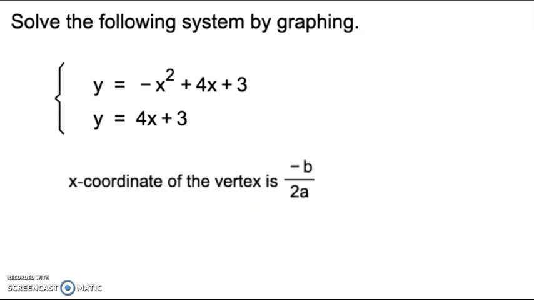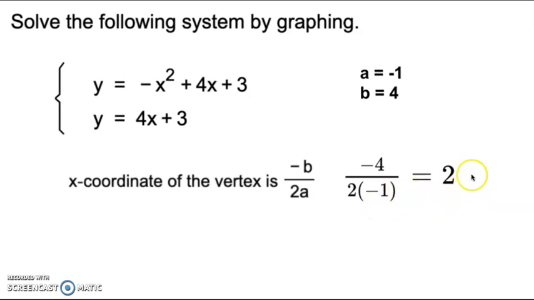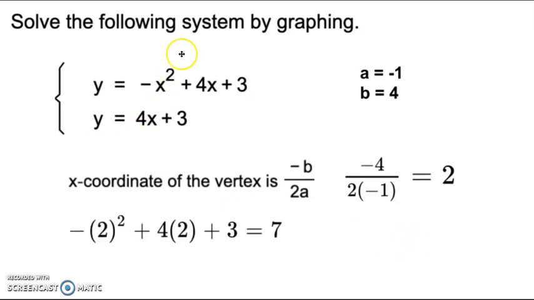graph it. The x-coordinate of the vertex is negative b over 2a. A is negative 1, and b is 4. Substituting those in, we get negative 4 over 2 times negative 1, which gives you 2. So that's the x-coordinate of the vertex. To find the y-coordinate, substitute 2 in for x. So negative 2 squared plus 4 times 2 plus 3 equals 7. So our vertex is 2, 7.